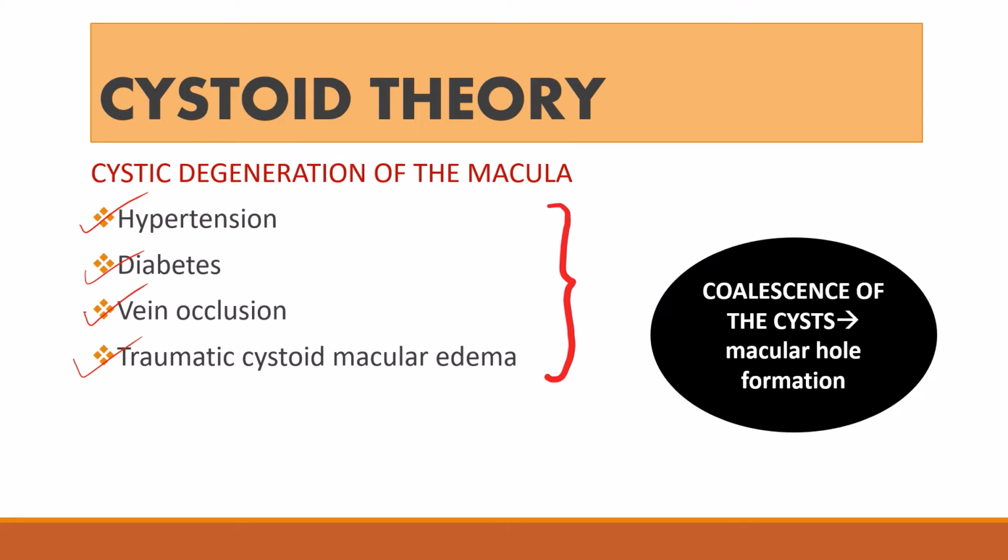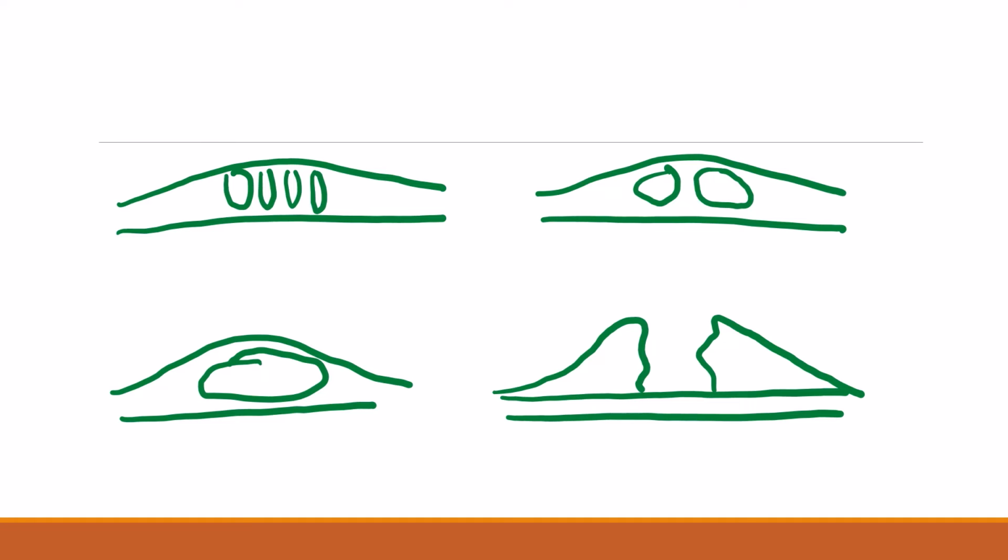Ultimately, all these cysts are going to fuse together, leading to formation of a bigger cyst, and then the roof of the cyst will get avulsed, leading to a macular hole formation. So what I mean to say is initially so many conditions lead to formation of cystoid macular edema as shown here, and then these cysts are going to get fused together with each other and finally form a large cyst, and then finally because of some reason there will be deroofing or thinning of the roof, and ultimately there will be formation of the macular hole.